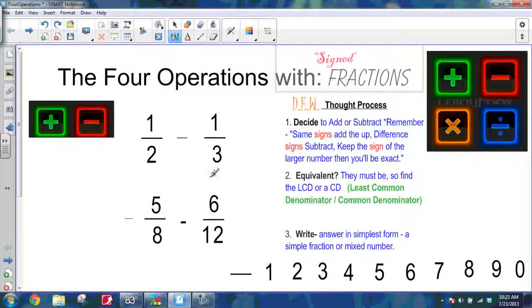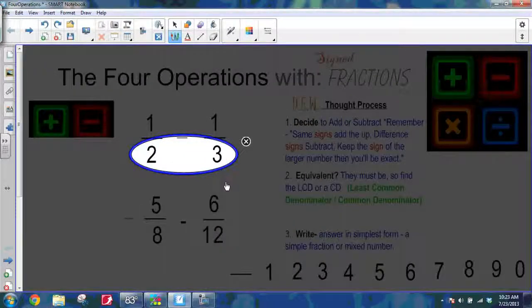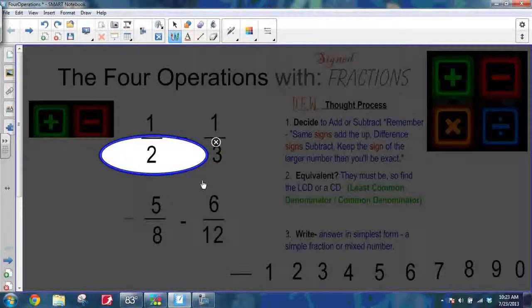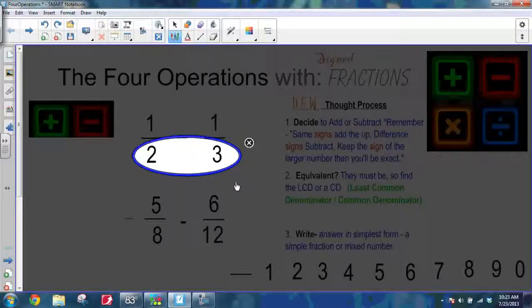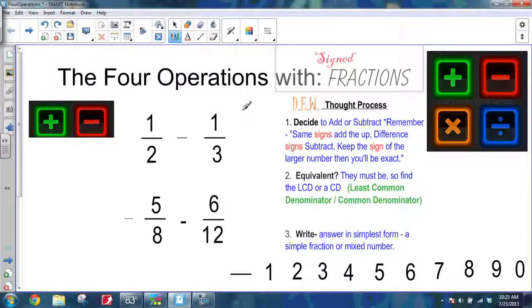Now, the second part of our thought process is, are they equivalent? So let's look at our denominators. Our denominator on the first fraction is halves, and the second one, thirds. Well, those are two different sizes, so they are not the same size or not equivalent. So we need to find the LCD. Well, the LCD of 2 and 3 is 6.